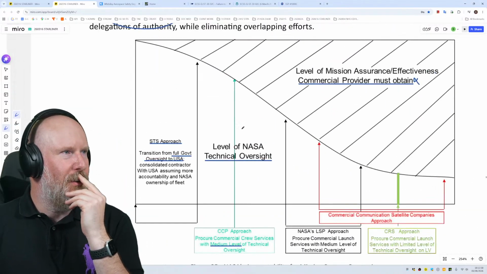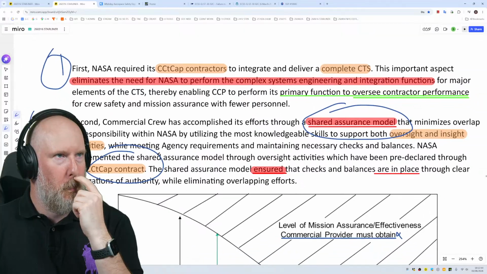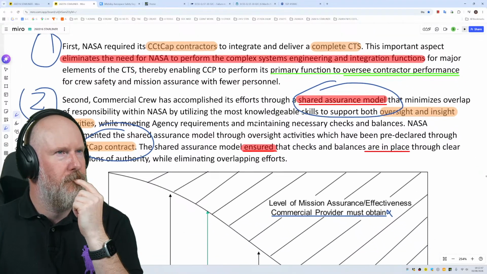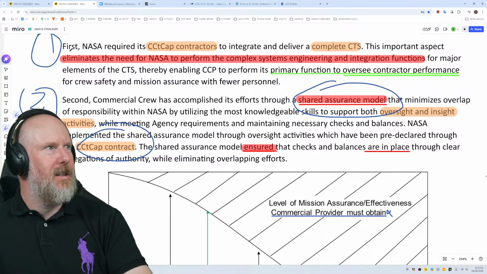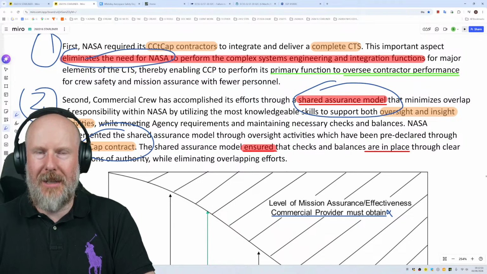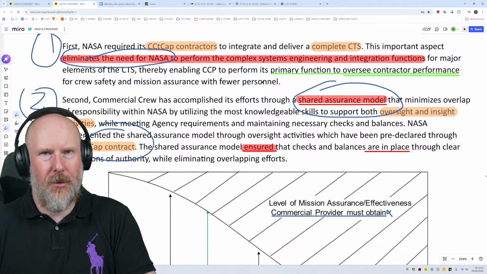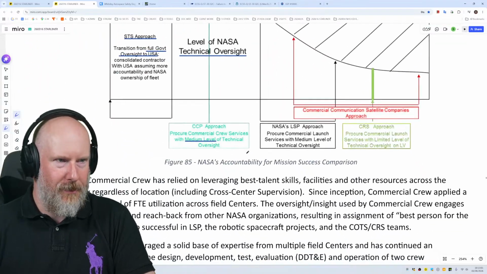Third, hang on, what was second? So that was first. 2. You see, it might eliminate the need for NASA to do that, but somebody still has to do it. And if they're not doing it very well or they've not done it before, then that's not really a very smart thing to do, I don't think.